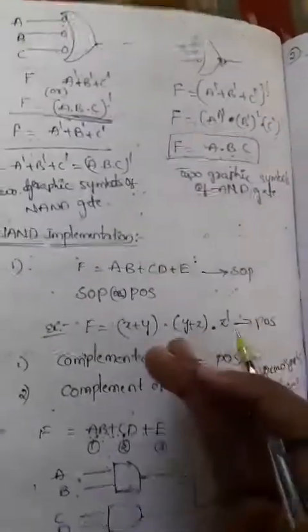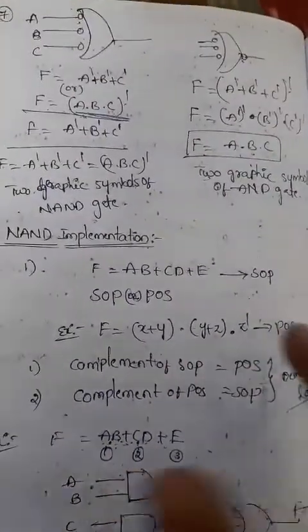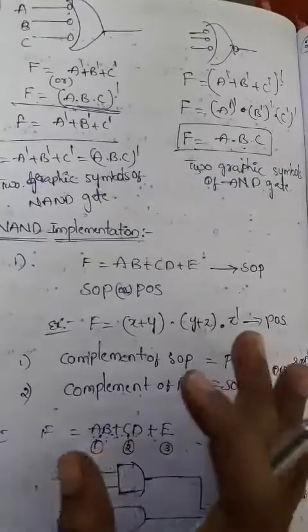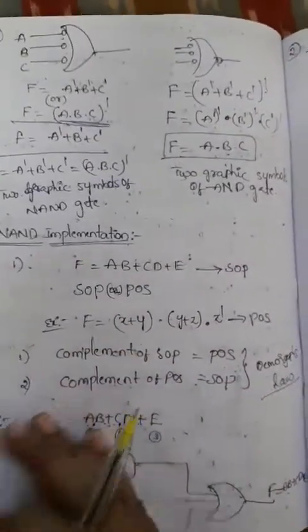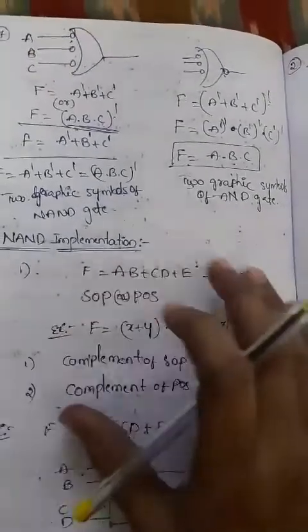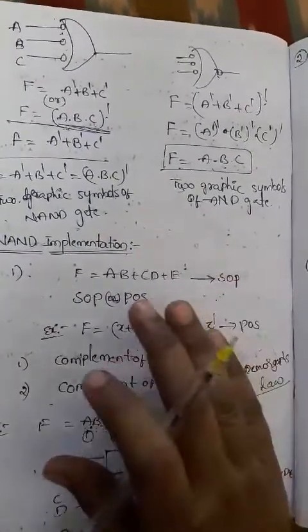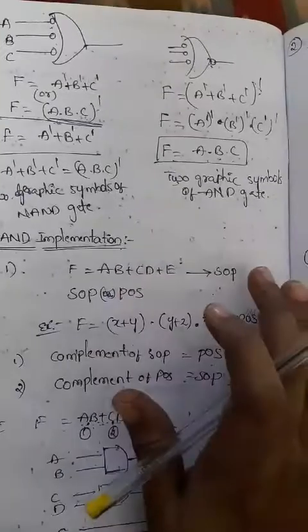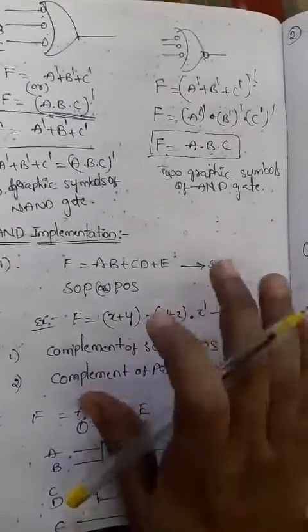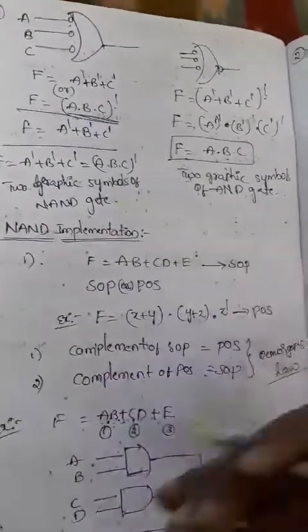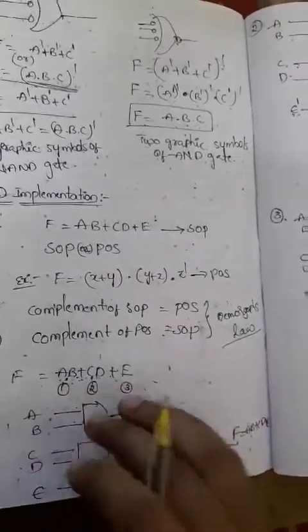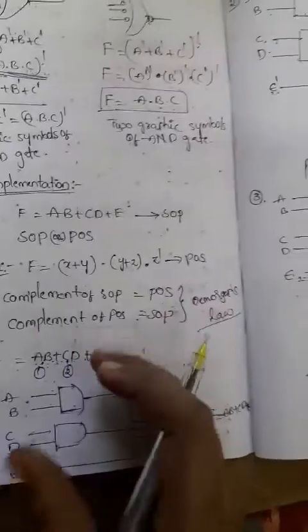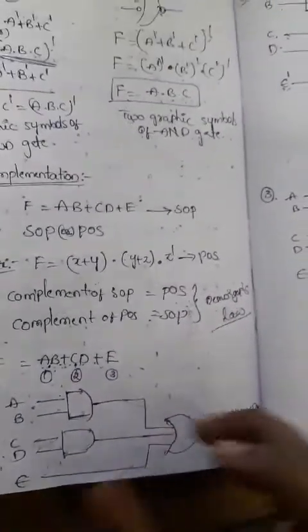So NOR implementation is opposite to the NAND implementation. Here we are following three rules, right? For NAND implementation, the first rule is that whatever Boolean expression we take must be in the form of SOP. The next step is that first we have to implement the logic diagram for that expression.